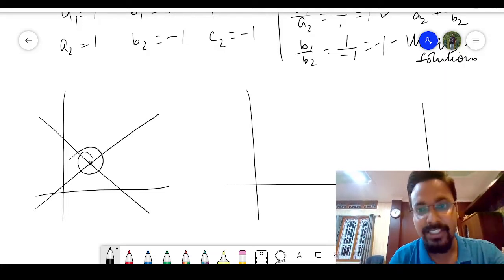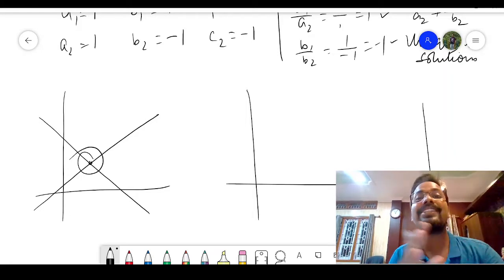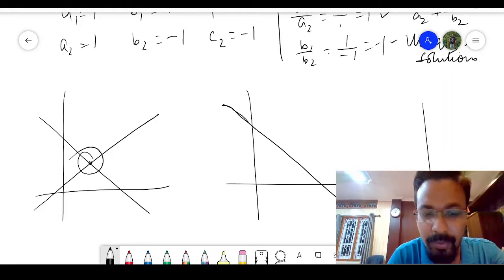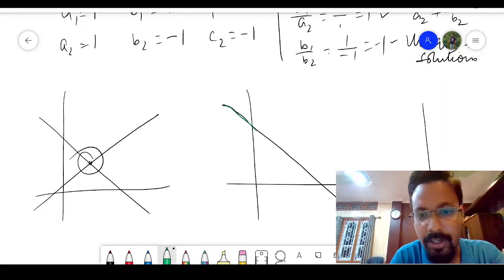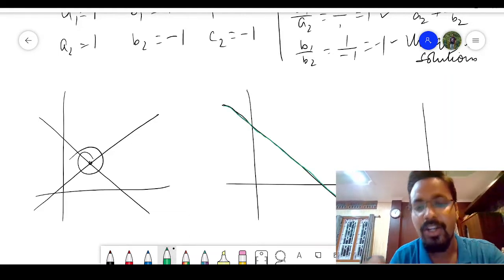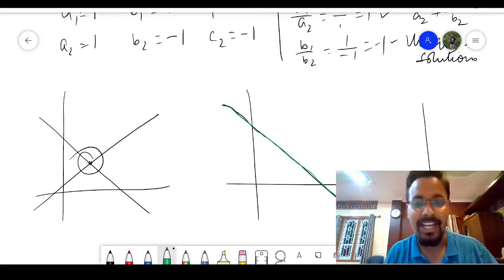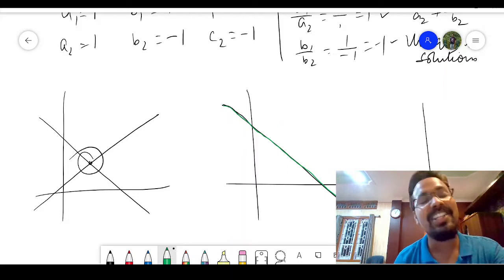In case of infinite solutions, the lines are coinciding lines. Coinciding lines means if this is a line, the second line will also be on top of that line, it will overlap the other line. So it is basically the same line. So now why is it an infinite number of solutions?